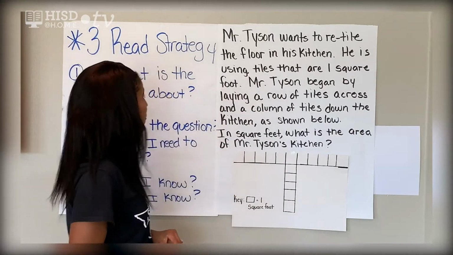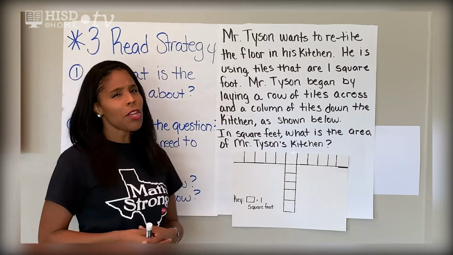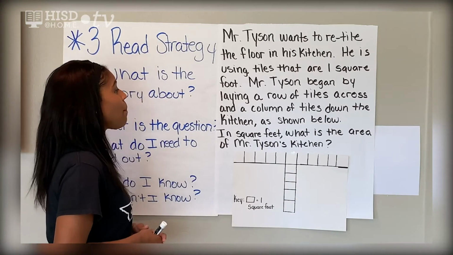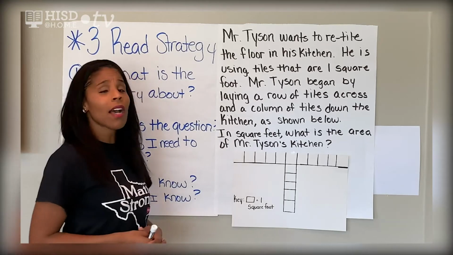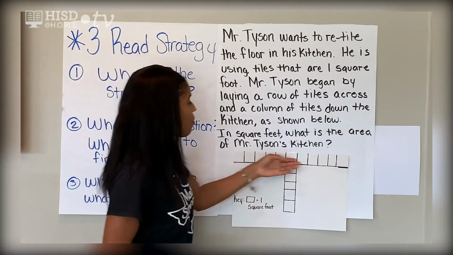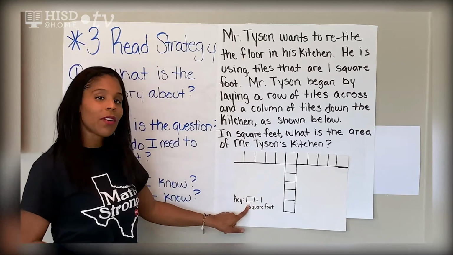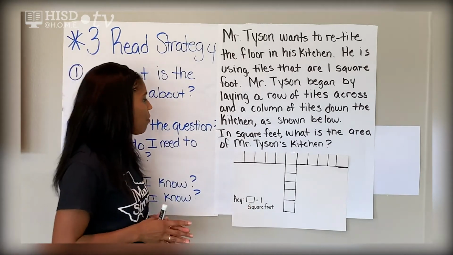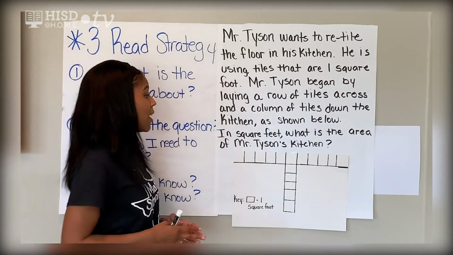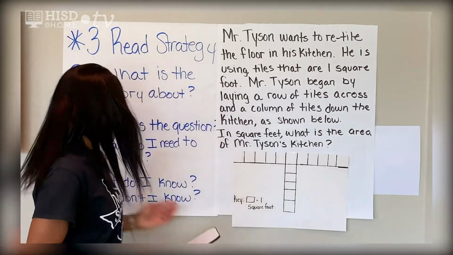Let's begin. Mr. Tyson wants to retile the floor in his kitchen. He's using tiles that are 1 square foot. Mr. Tyson began by laying a row of tiles across and a column of tiles down the kitchen, as shown below. Here's my row across. Here's my column down. And I know each square foot is equal to 1. In square feet, what is the area of Mr. Tyson's kitchen?